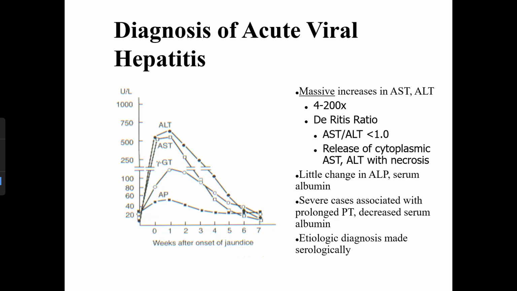So diagnosis of acute viral hepatitis, massive increases in AST and ALT, 4 to 200 times. The de Ritis ratio, AST-ALT is less than 1. The release of cytoplasmic AST and ALT with necrosis. There is little change in ALP or serum albumin. Severe cases are associated with prolonged prothrombin time, decreased serum albumin. Etiological diagnosis is made serologically.